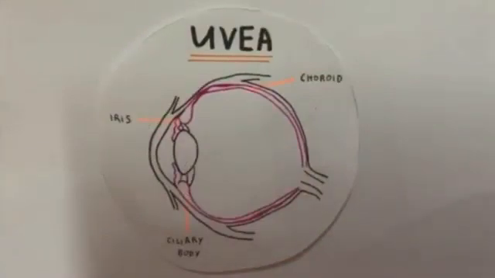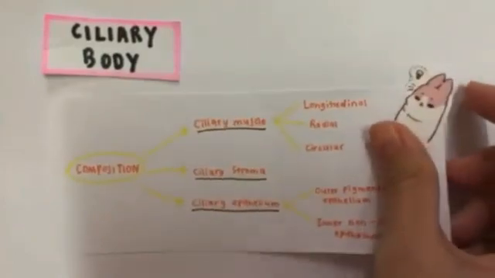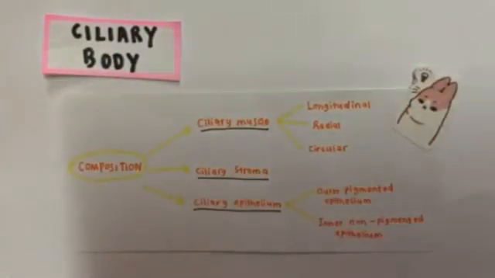Next, we will discuss the last structure of the uvea, which is the ciliary body. The composition of the ciliary body can be divided into three categories, which are the ciliary muscle, ciliary stroma, and ciliary epithelium. There are three different types of smooth muscle fiber in the ciliary muscle, which are the longitudinal, radial, and circular. The ciliary stroma is highly vascularized and contains loose connective tissue. Ciliary epithelium consists of the outer pigmented epithelium and the inner non-pigmented epithelium.